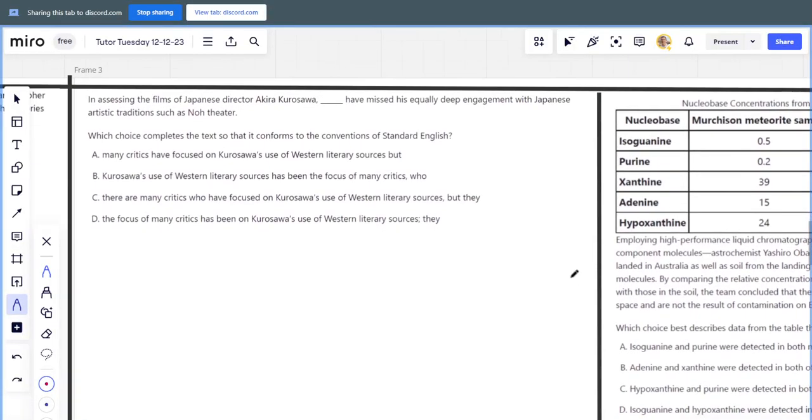In assessing the films of Japanese director Akira Kurosawa, blank have missed his equally deep engagement with Japanese artistic traditions, such as Noh theater. Which choice completes the text so that it conforms to the conventions of standard English? Okay, so there's a lot of different answer choices here, but what I notice is that the subject was not mentioned in this first dependent clause.